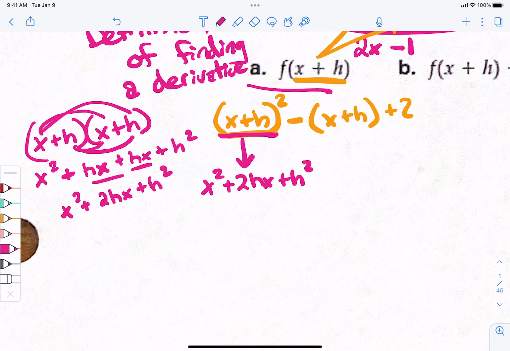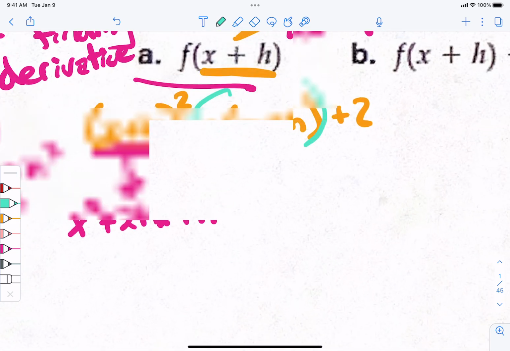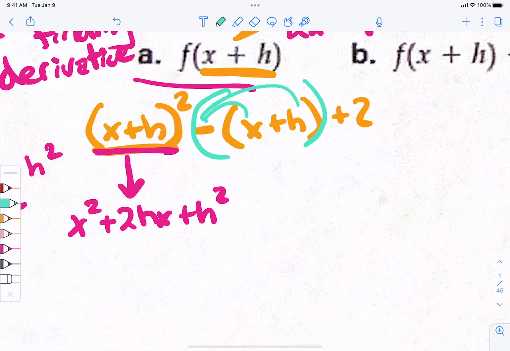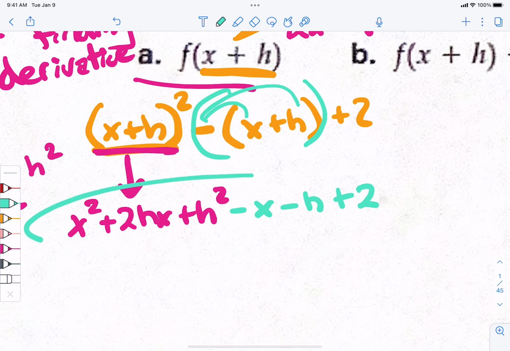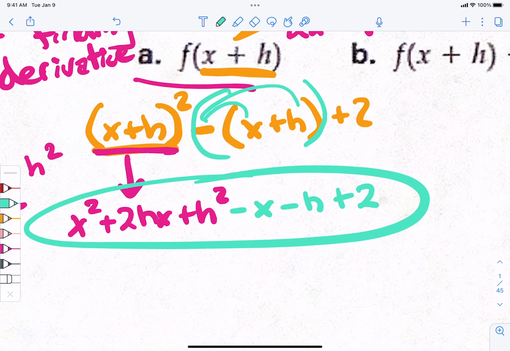Okay, now the next piece is this chunk right here. And I'm going to distribute the negative through. Negative, negative. So minus x minus h plus 2. Do you see how that works? So this right here is part A. As ugly as that is, I don't think there's anything we can combine yet. Okay? Good? Happy with that? All right, so that is part A.